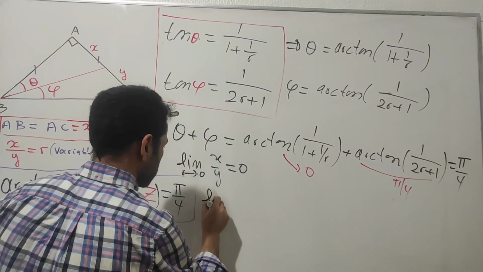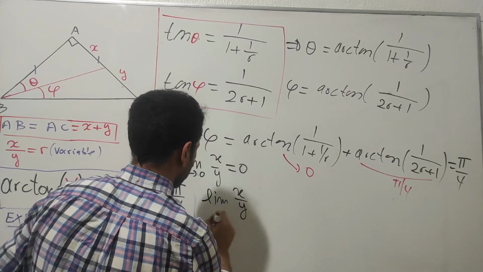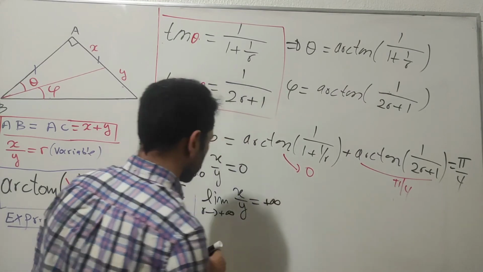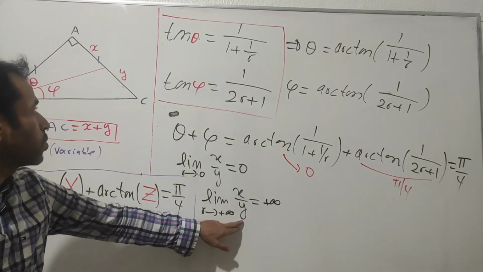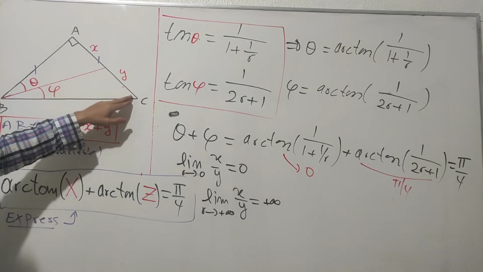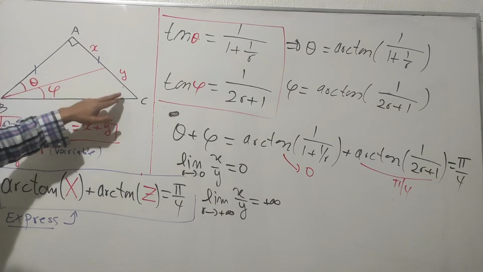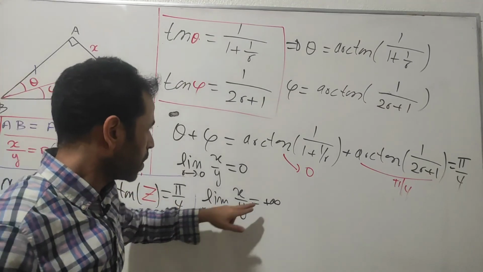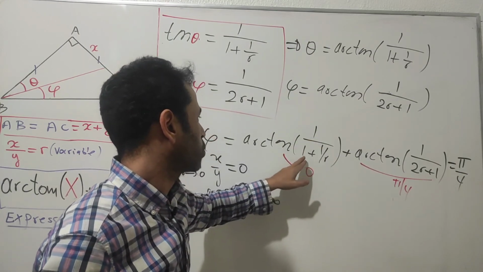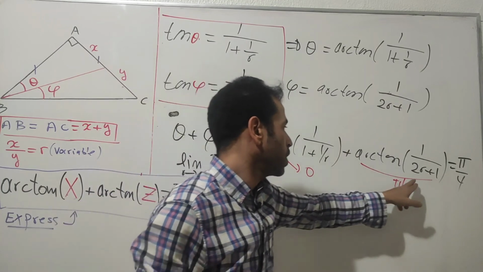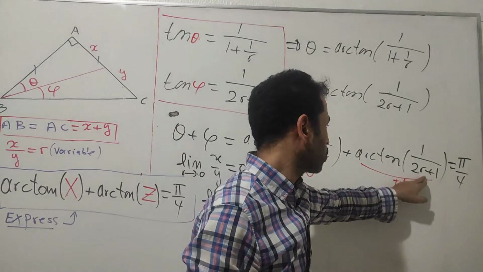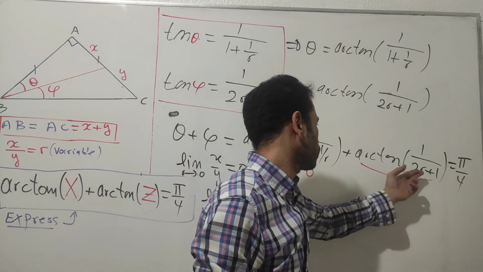If we have a limit of x over y as r goes towards infinity, which equals plus infinity, okay, which means y is going towards 0. If y is going towards 0, which means phi is going to be 0 here, and theta is taking the whole thing, pi over 4. This is what happened. Replacing r with infinity here, you get 1 over infinity, which is 0. 1 over 1, which is 1. Arctangent of 1, which is pi over 4. Here, it will be 0, because r is going towards infinity. You get 1 over infinity, which is 0. Arctangent of 0, which is 0.